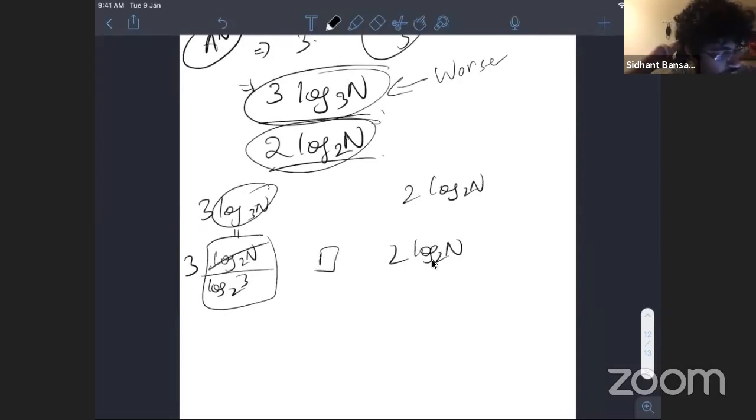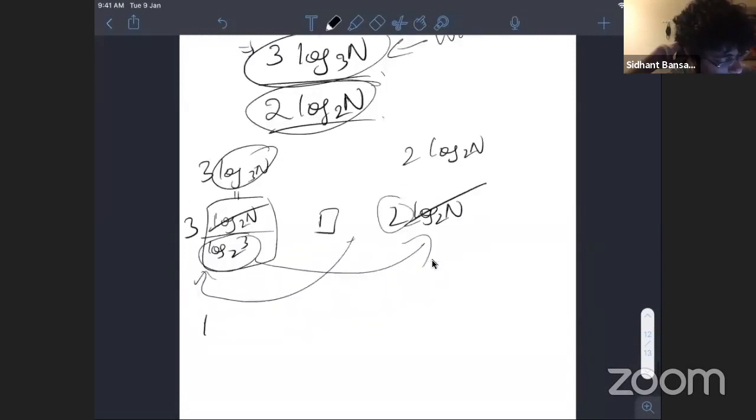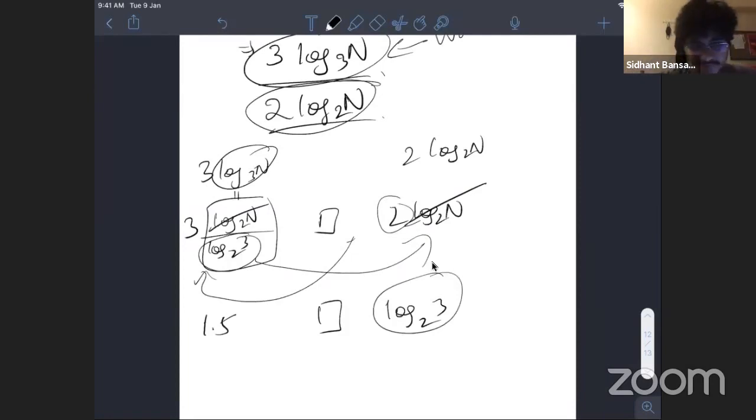Okay. Now these two cancel. And this thing goes here. So you have 1.5 on the left side. You have log 3 base 2 on the right side. Right? And you can just calculate. Log 3 base 2 is going to be pretty small. It's 1.5. So it's actually bigger.